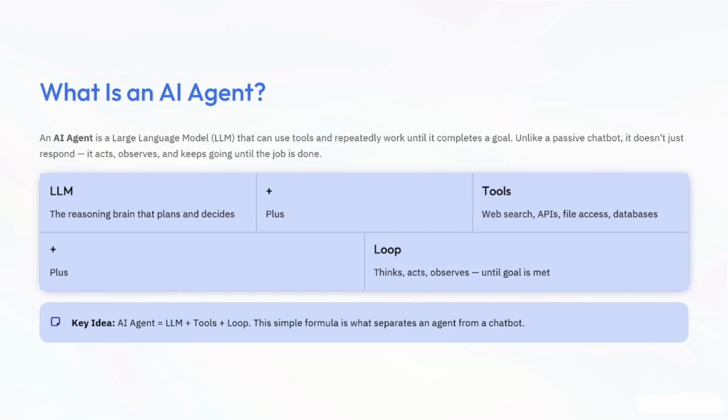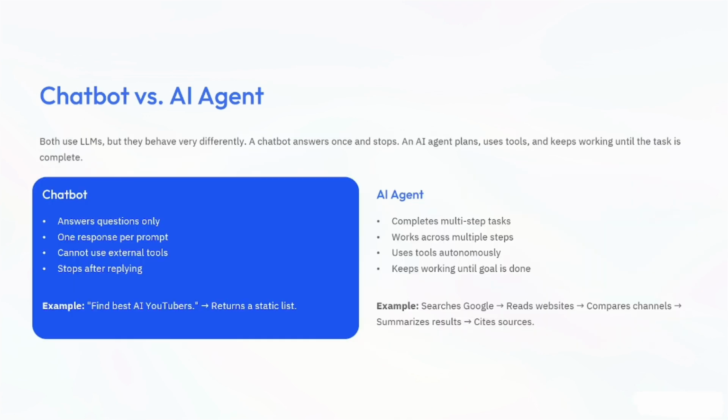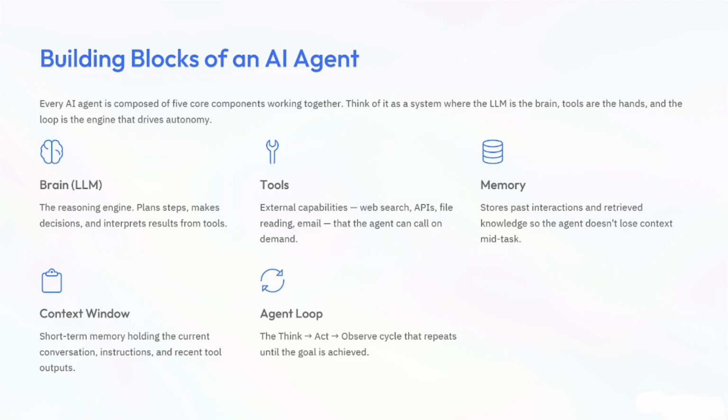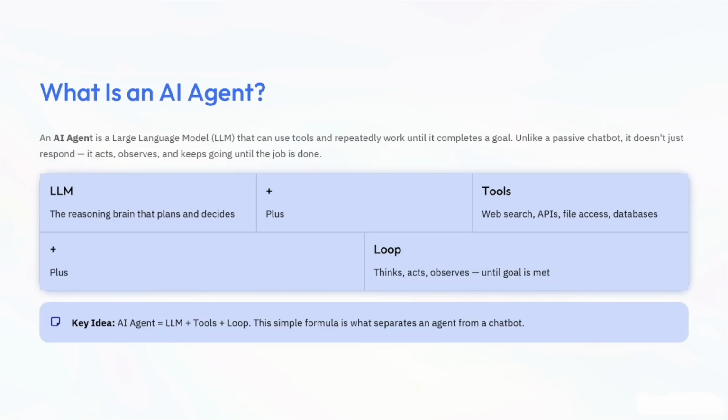Then second is the tools. Now you can imagine you have a brain but no hands. Can you cook the food? The answer is no. Similarly, an LLM also needs tools, for example Google search, calculator, Gmail, APIs. These tools allow the AI to actually perform actions, because without them it can't. So all the things are getting interconnected: it requires an LLM, then it requires tools, and the last one is a loop.